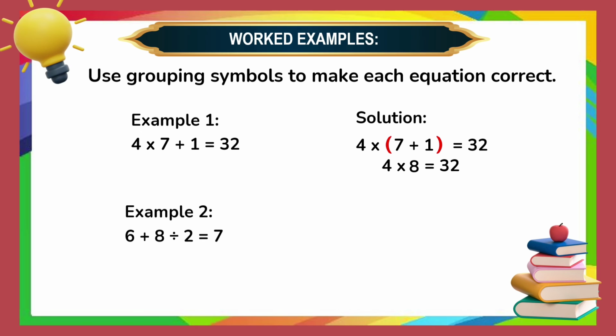For example number 2, we have 6 plus 8 divided by 2, the answer is 7. So how did you get 7? For the solution, which one will you group? 6 plus 8 or 6 divided by 2? Again, you can apply the trial and error. So for this activity, the answer is 6 plus 8, then divided by 2. So 6 plus 8 is 14, divided by 2, the answer is 7.